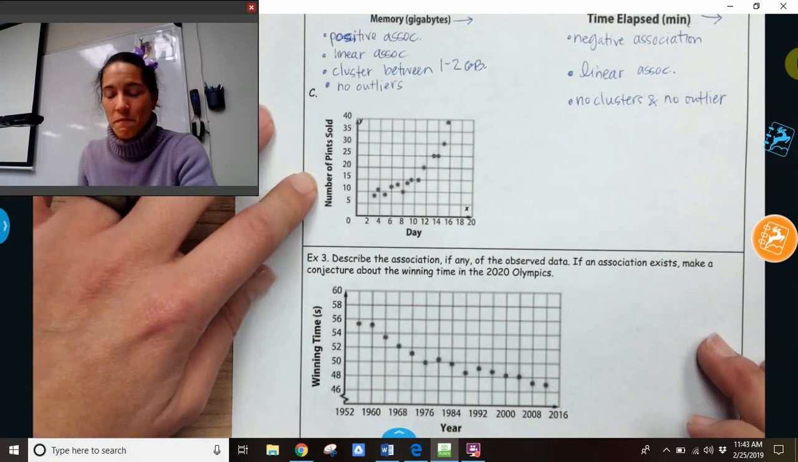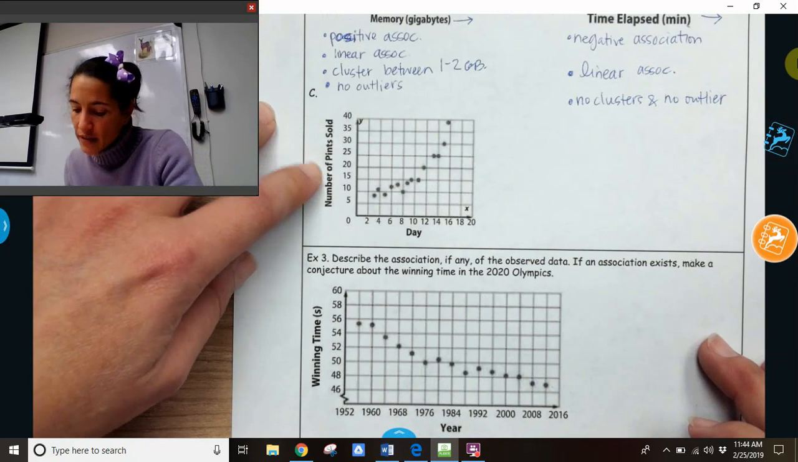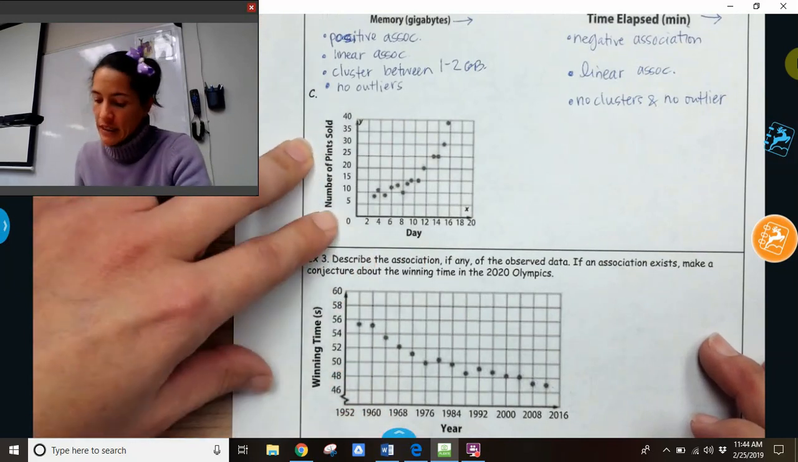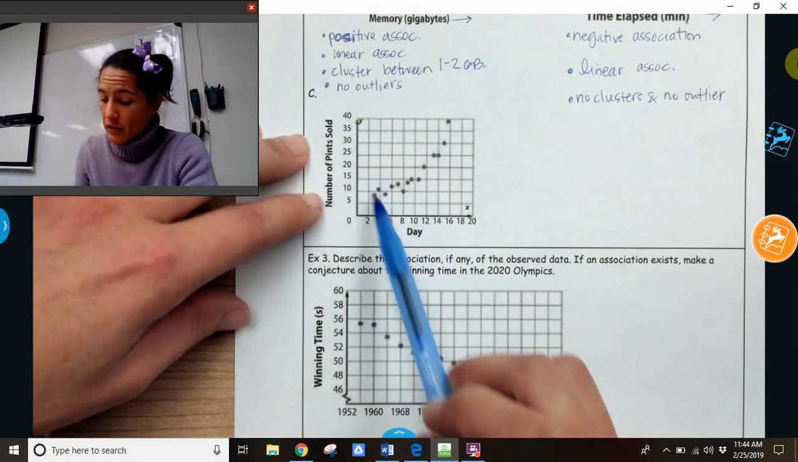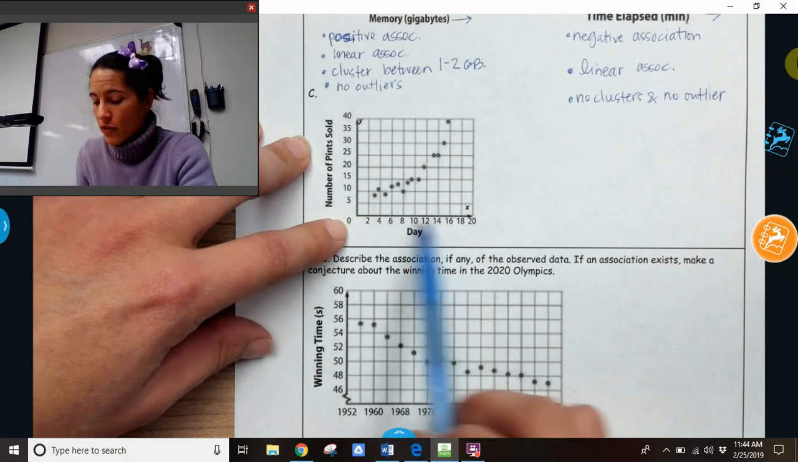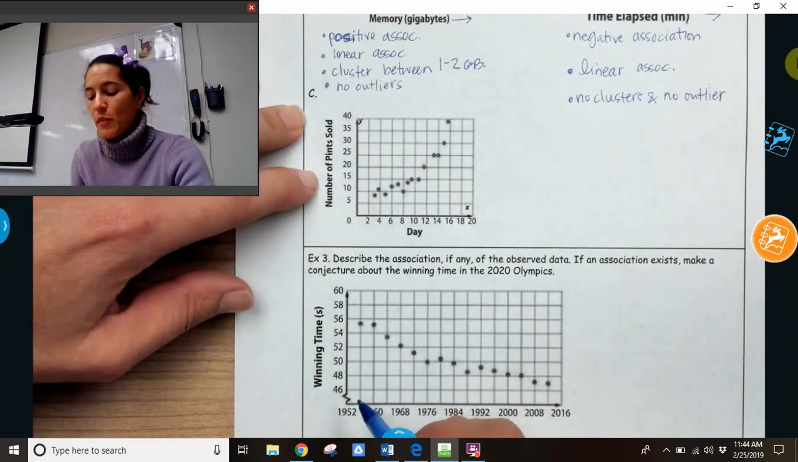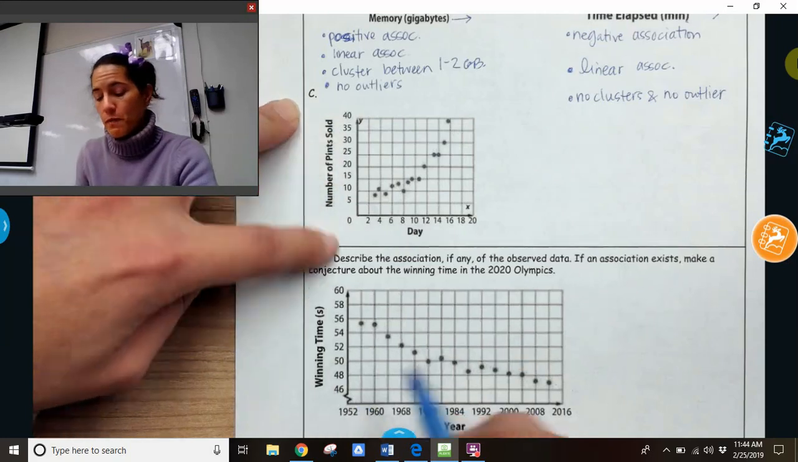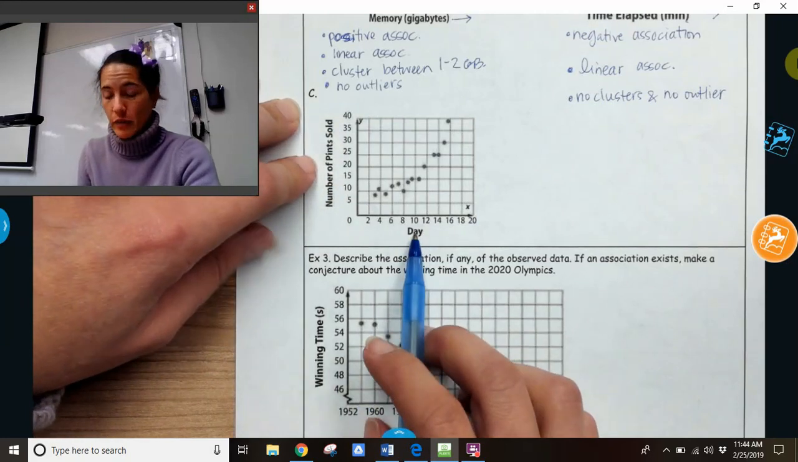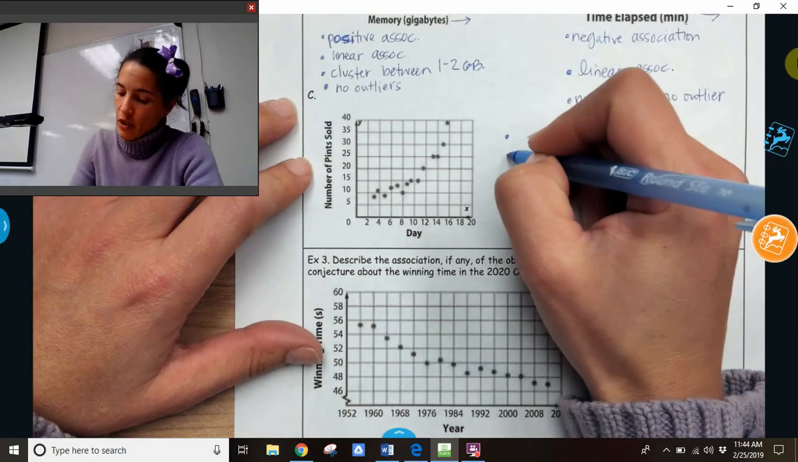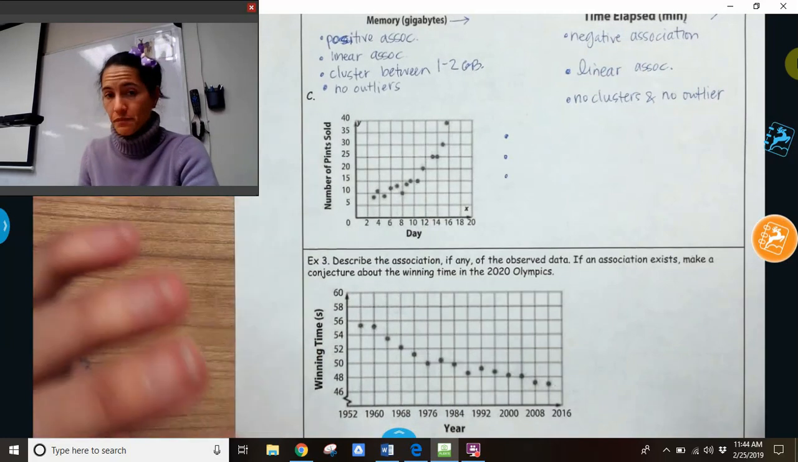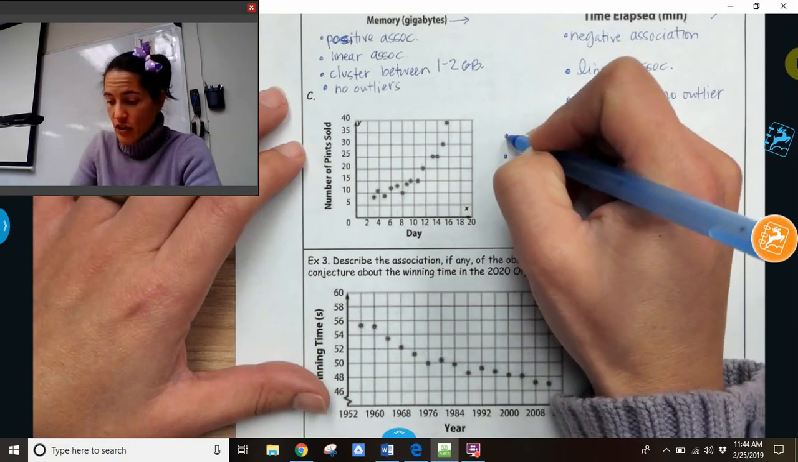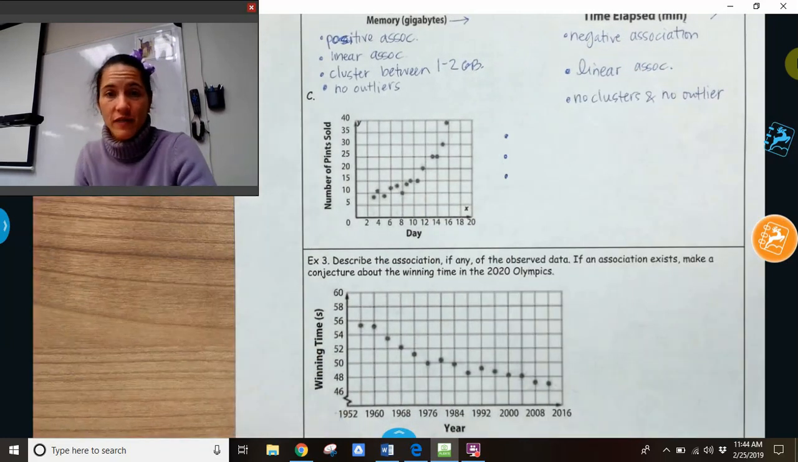All right, so C, number of pints sold in the day. Now, pints of what, I don't know, but as the days go from 0 days to 20 days, the number of pints that are sold is being charted up here. So these are my two variables, and I want you to see if you can pause it and describe the associations. Is it positive or negative? Is it linear or nonlinear? And does it have any outliers or clusters? Okay.